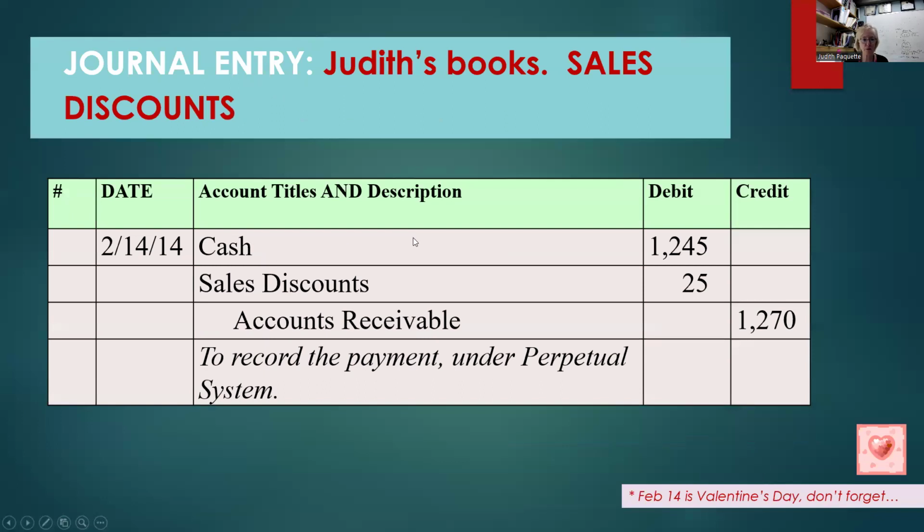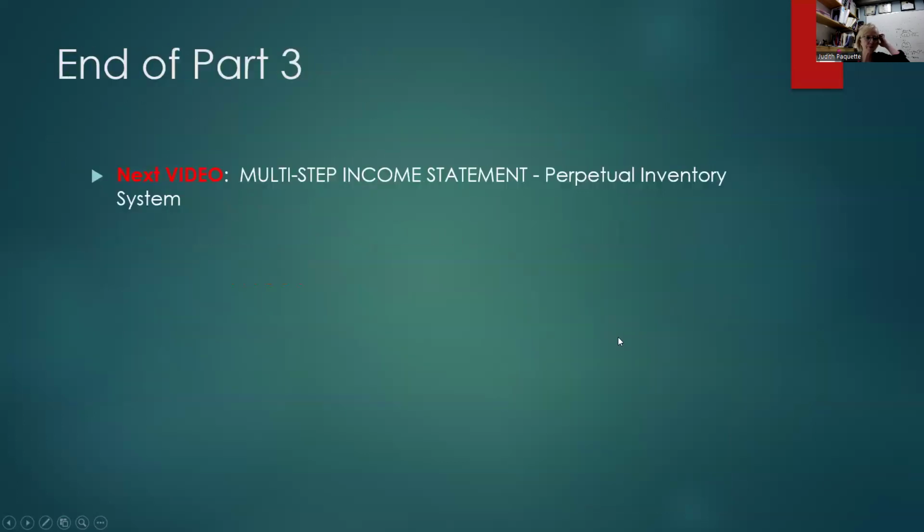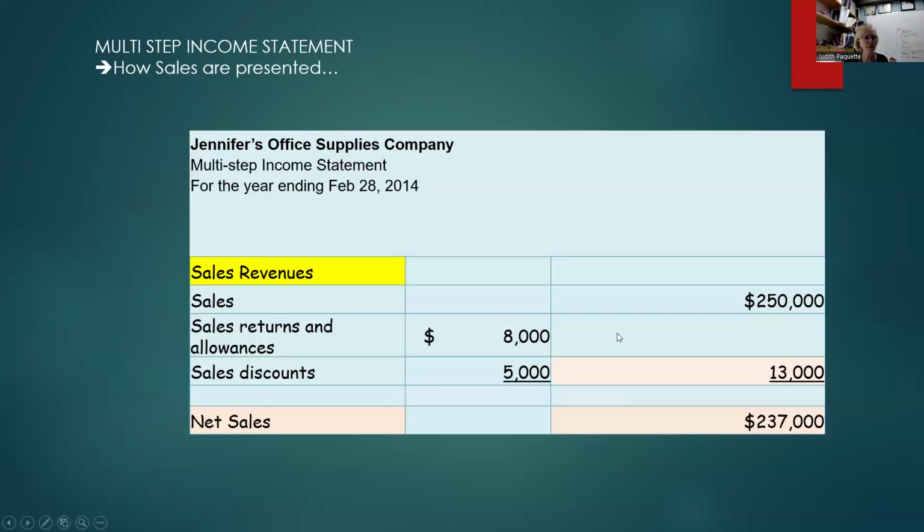And finally, the customer pays us. Note that these dollar amounts are exactly the same as when we did the buying transactions, but we're doing it from the point of view of the seller. So instead of spending the cash, we collected the cash. We got rid of accounts receivable, $1,270. And we booked that 2% discount to a new account, sales discount. Okay. Let's look at the multi-step.